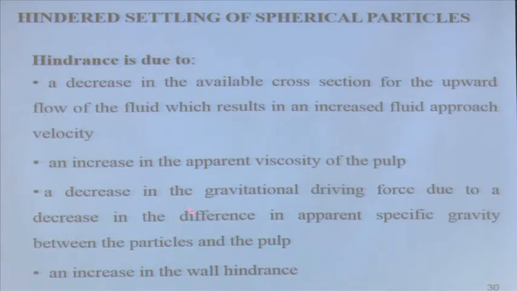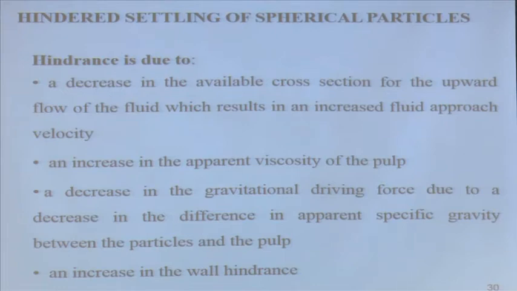Then a decrease in the gravitational driving force due to a decrease in the difference in apparent specific gravity between the particles and the pulp. I said that it is an initial equation: basically the difference, your buoyancy, is a function of rho f, that is the rho fluid, by rho particle. Now, the rho f is changed, rho f is increased.